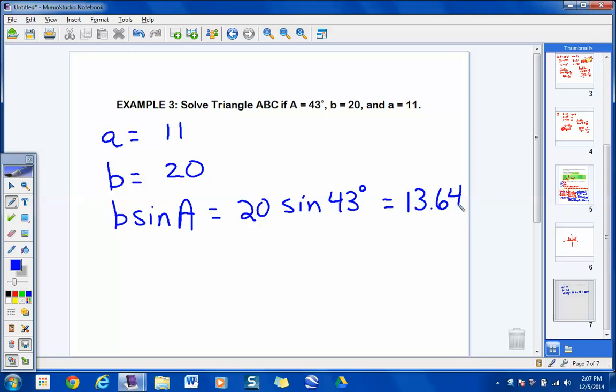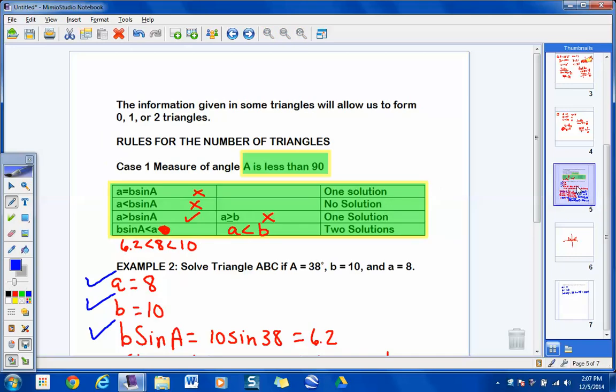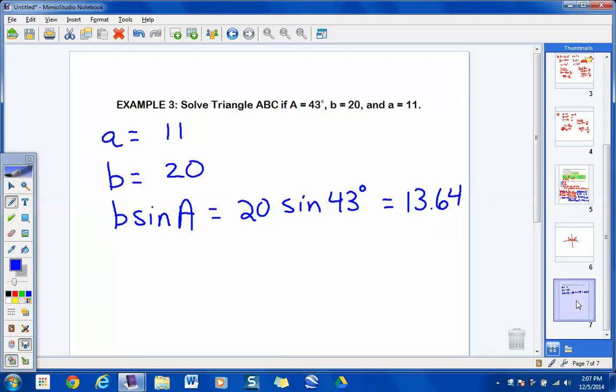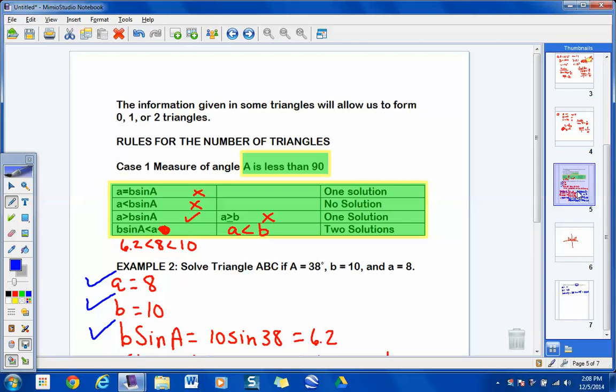Let's check out our rules. I'm going to jump back here to the first one. Okay. I should actually go back here. First of all, guys, is the measure of angle A less than 90? It is, right? So this is the part where it falls under case 1. Measure of angle A is less than 90.